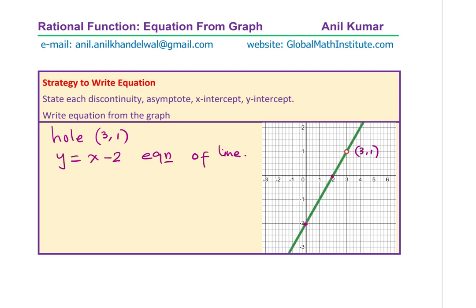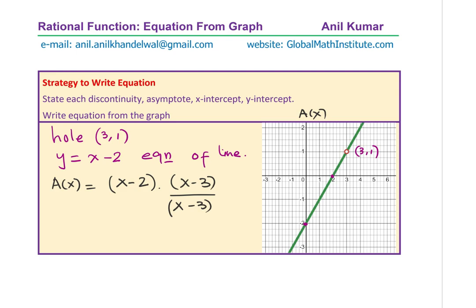However, when we are considering the rational function, let's call this rational function a(x). So the rational function a(x) will be what? We are left with this line which is x minus 2. But we do have a hole here also. This hole is basically showing you a common factor in numerator and denominator. So (x minus 3) over (x minus 3) is that common factor.